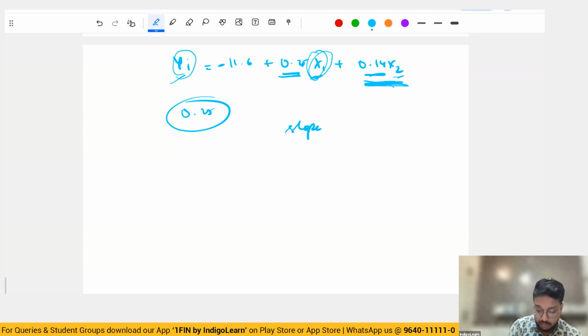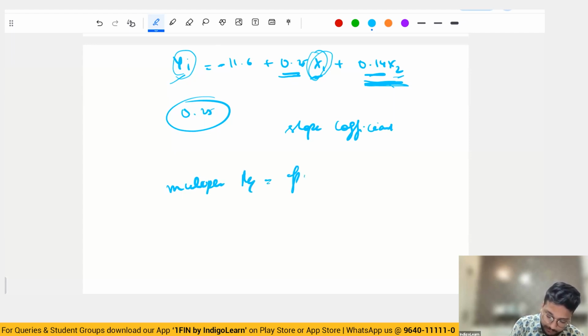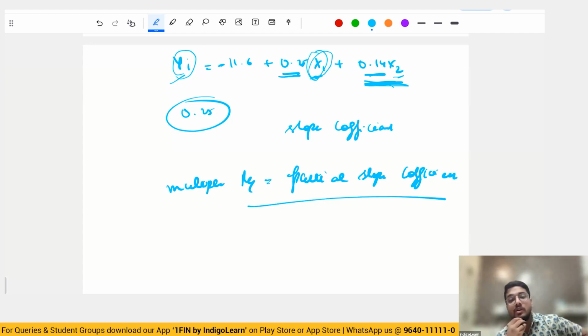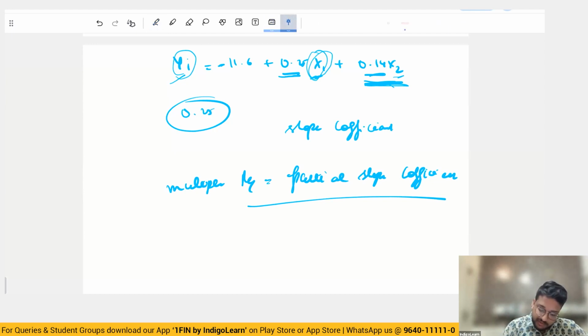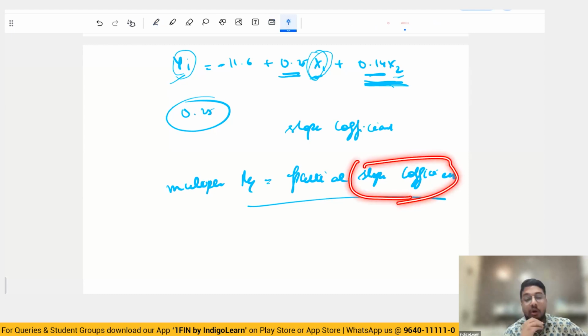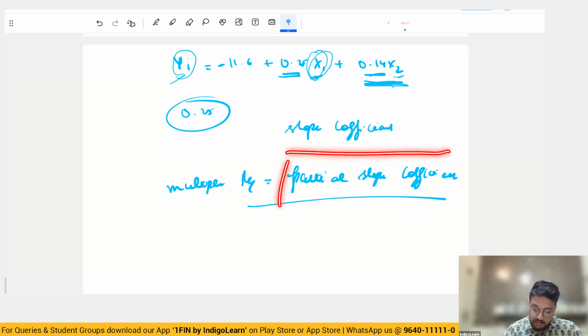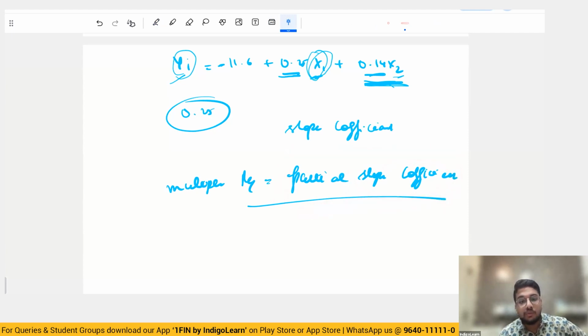That's why, when we talked about simple regression, we used to call them slope, or slope coefficients. But in the case of multiple regression, these are called partial slope coefficients. They're known as partial slope coefficients, which never used to happen in simple regression, where we simply called them slope coefficients. I hope you're comfortable and clear.